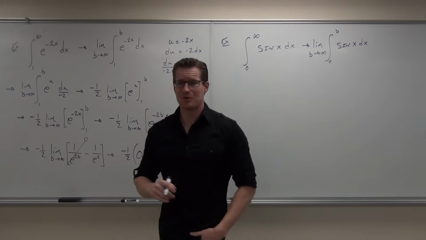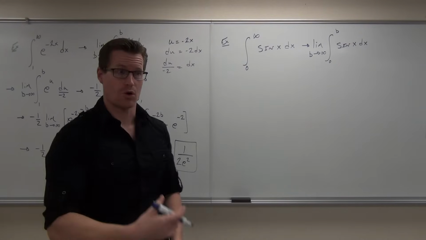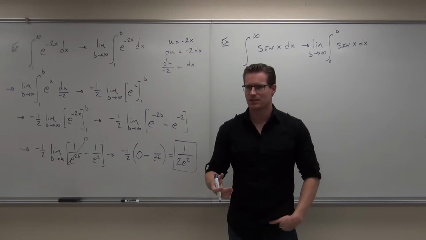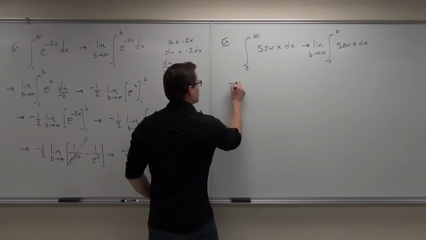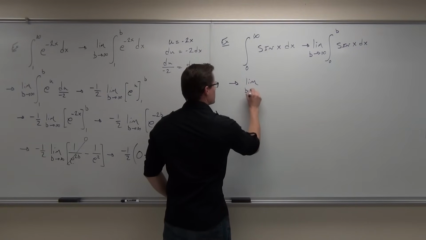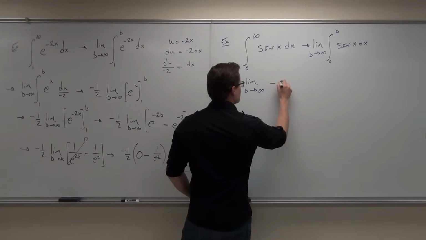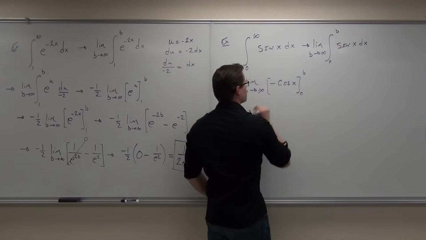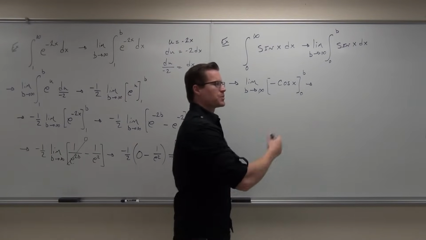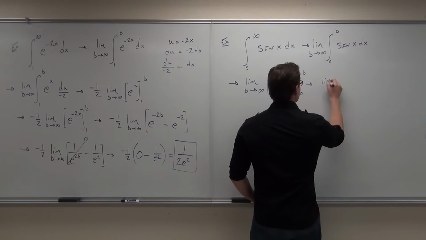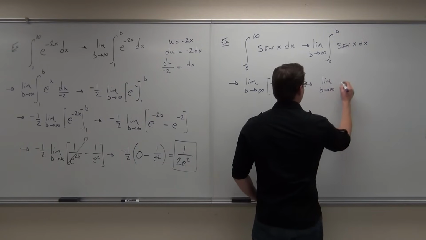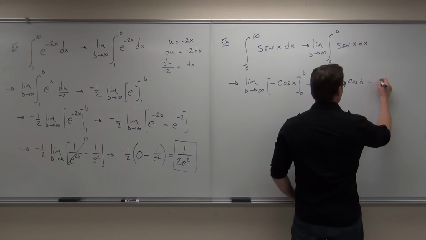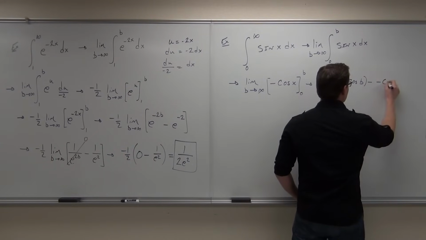Now, I know that we've been dealing with some really difficult integrals, so don't make these harder than they actually are. Don't do anything fancy for the integral of sine x. What's the integral of sine x? Awesome. So we're going to have a limit as b approaches infinity of negative cosine x from 0 to b. Let's plug them in. We're going to have a limit as b approaches infinity of negative cosine b, minus negative cosine of 0.